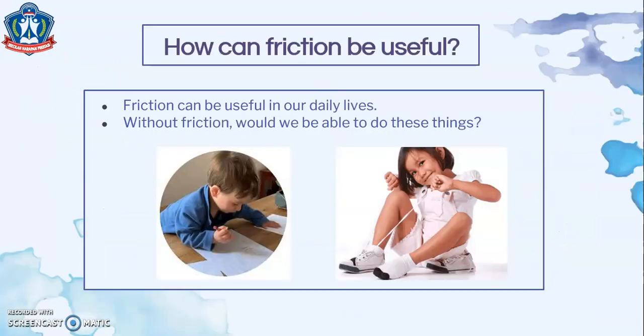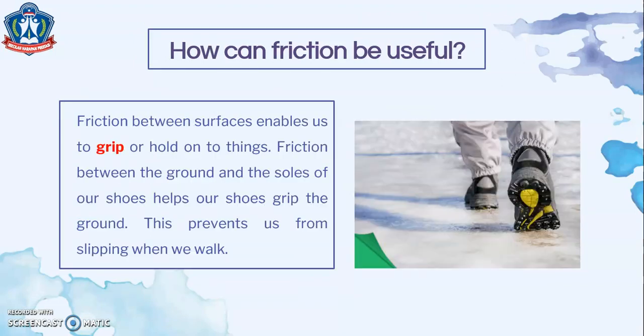How can friction be useful? Friction can be useful in our daily lives. Without friction, would we be able to do these things? Look at the two children here. A boy is writing using a pencil and a girl is tying her shoelace. Friction between surfaces enables us to grip or hold on to things. Friction between the ground and the soles of our shoes helps our shoes grip the ground. This prevents us from slipping when we walk.